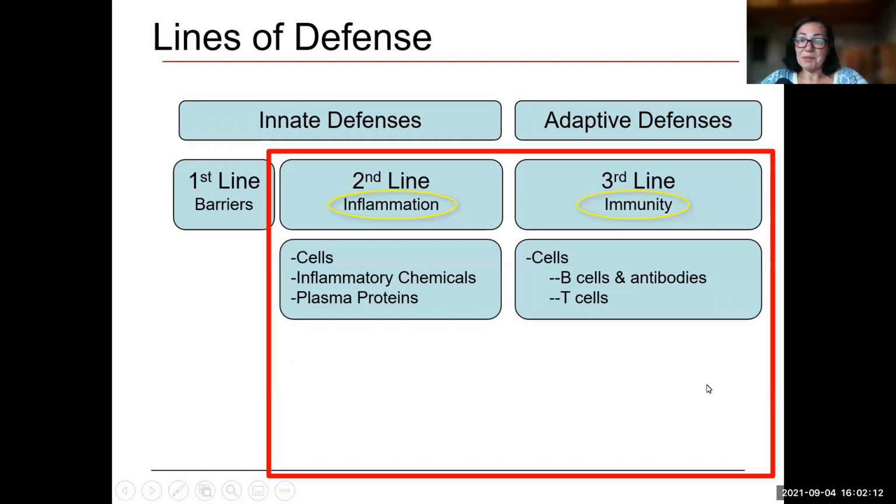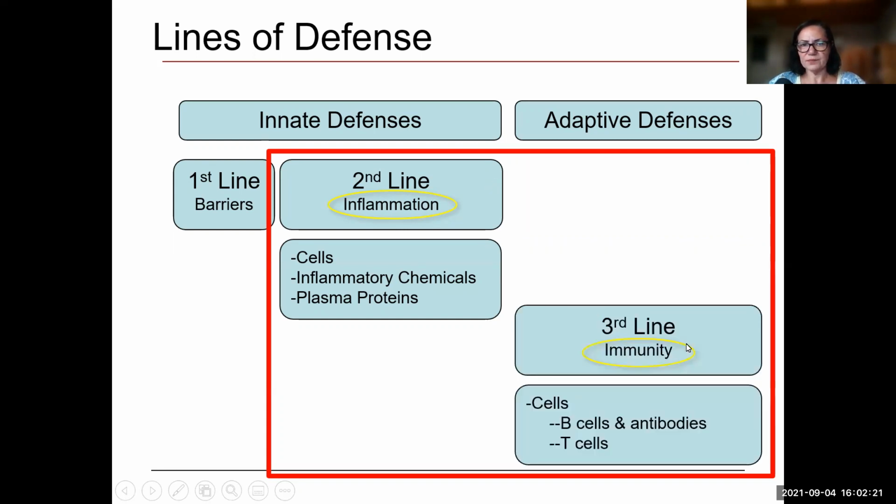And now to wrap up this overview, we're going to compare the inflammatory response with the immune response. I'm going to take this third line and move it down. The information about inflammation is going to be over in the top left, and the information about immunity is going to be over on the bottom right.